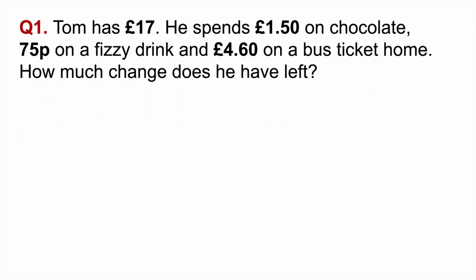So let's start off with a very basic numerical reasoning test question. Question number 1. Tom has £17. He spends £1.50 on chocolate, 75 pence on a fizzy drink, and £4.60 on a bus ticket home. How much change does he have left? Now, the thing to look out for with questions of this nature is you are given additional information which is largely irrelevant to the question, and it's designed to throw you off course. So they're talking about chocolate, fizzy drinks, and a bus ticket home. Just focus on the calculations.